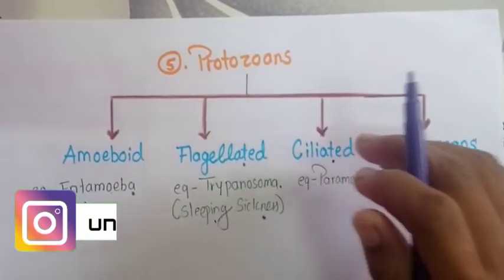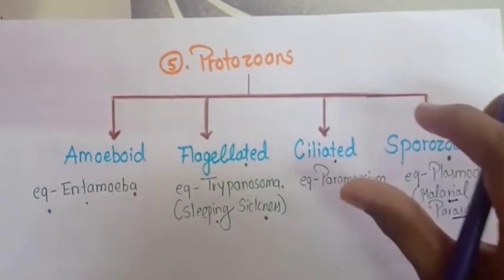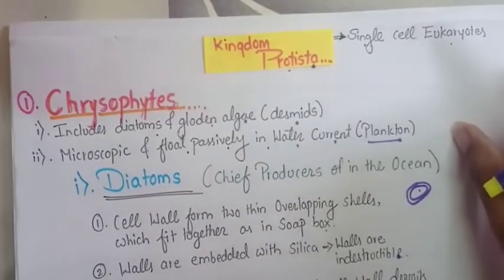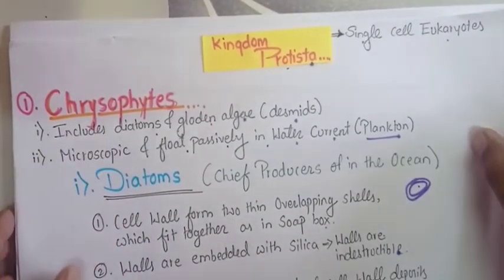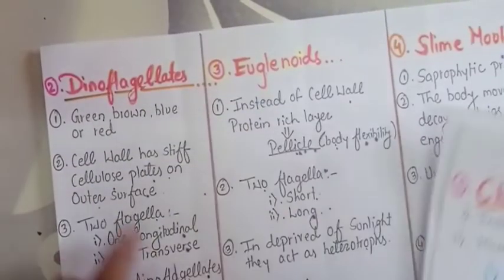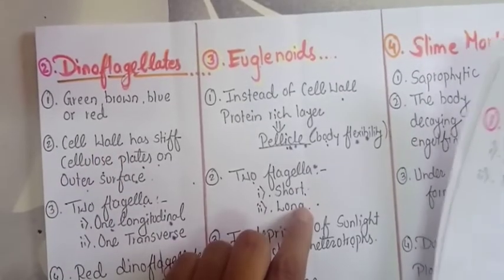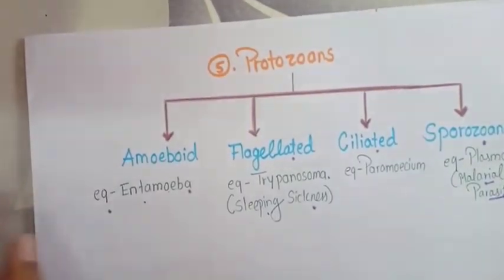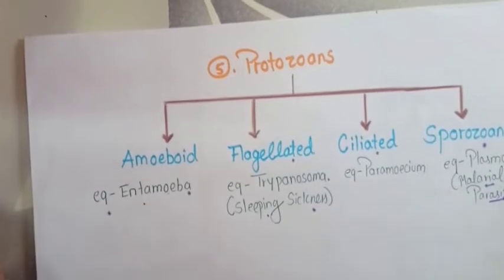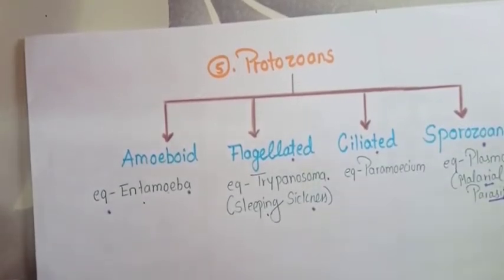In this video, we have learnt about Kingdom Protista: the Chrysophytes, the Dinoflagellates, Euglenoids, Slime Moulds and Protozoans. In this way, we have completed the Kingdom Protista and we have covered all the NCERT points.